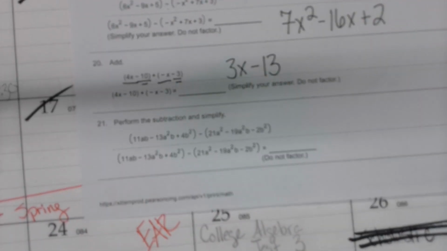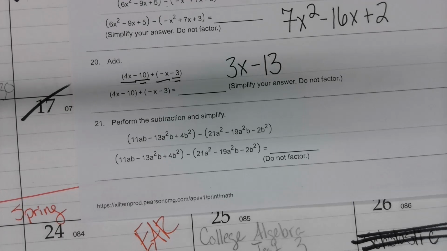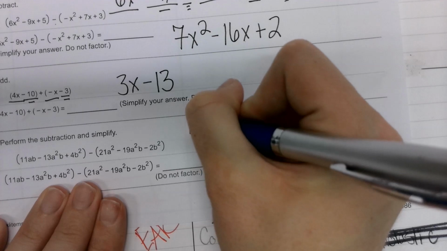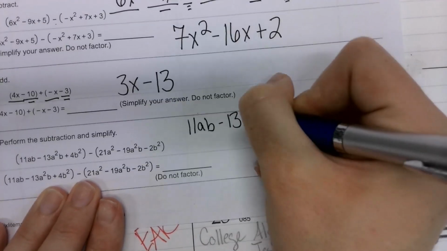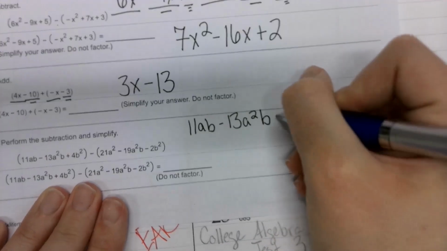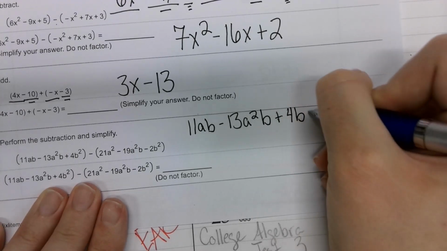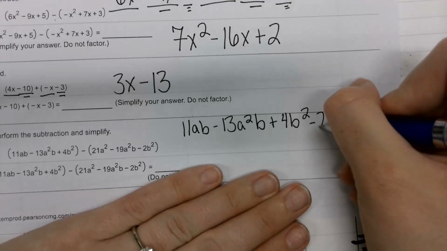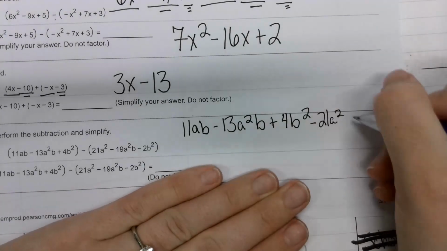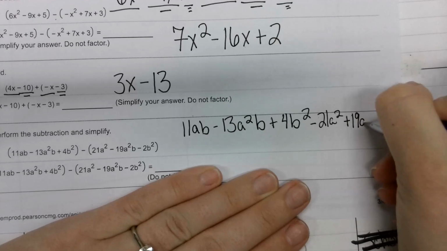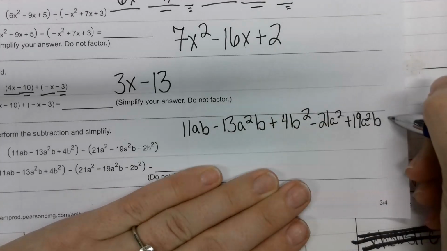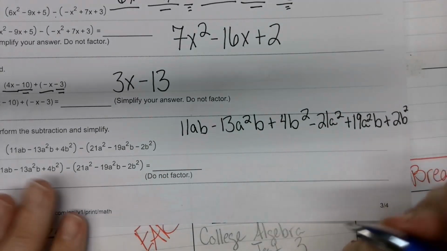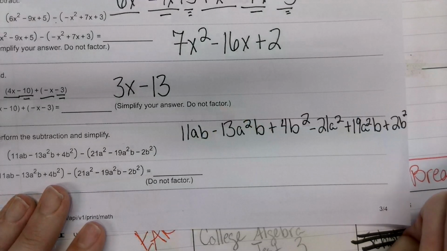Last one on this one, and it is a subtract one, so I'm going to have to rewrite this, and I'll do it right here. So the first one stays the same, a squared b plus 4b squared subtract, I'm not going to have enough room, 21a squared, negative times negative, plus 19a squared b, negative times negative, plus 2b squared. Barely. Okay. So, let's see.